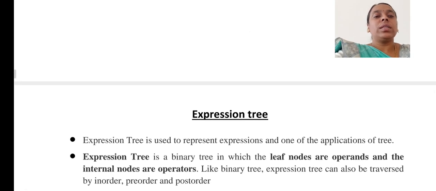As the next topic, expression tree. This will be discussed in the later session.